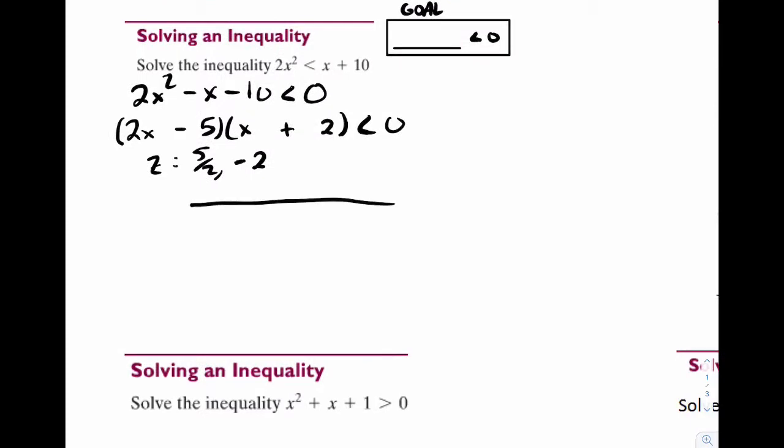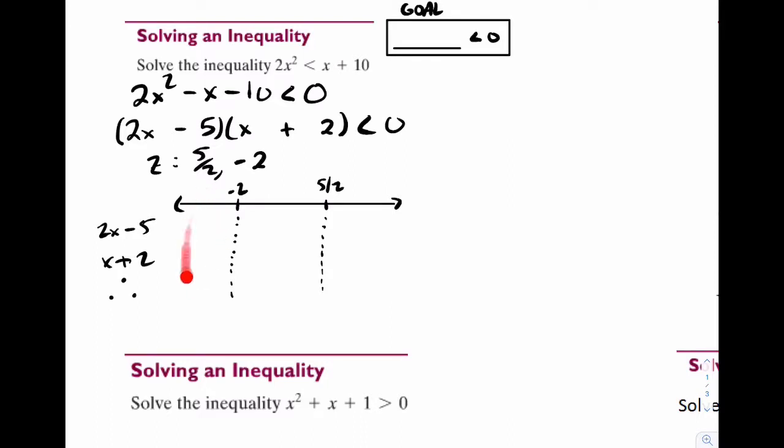Let's make our number line. And now that we've done it once, hopefully this is a little more fluid. Negative 2 comes first. 5 over 2 comes second. Let's plug in our expression here. And then, of course, our therefore row. And let's see if we can do it fast.